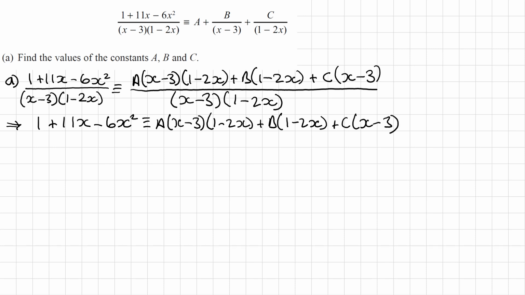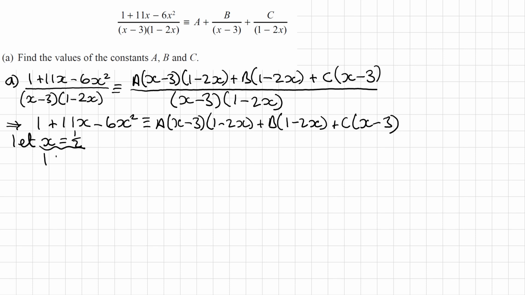Now I don't need to expand the brackets, I just need to choose values of x to make some of these terms disappear. Now if I make x equal to a half, this will become 0 and this will become 0, so all of this will disappear. So let's make x equal to a half.